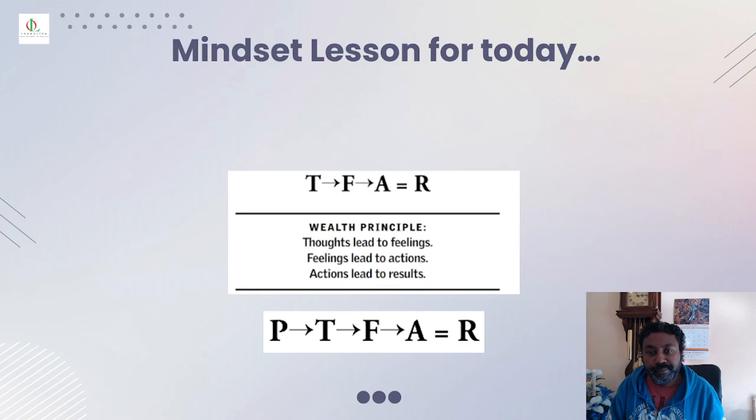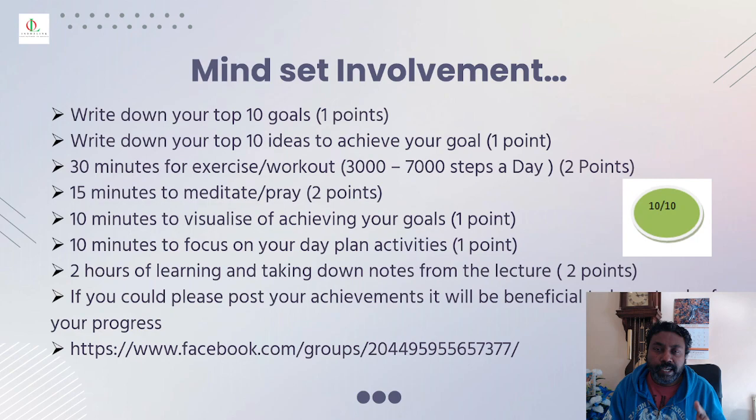And please do remember to do your mindset involvement. So write your top 10 goals and write top 10 ideas to achieve those goals. Please spend at least 30 minutes to do this exercise, and also please spend another 15 minutes to meditate or pray, and use 10 minutes to actually visualize achieving those goals, and 10 minutes to work out your daily plan activities, and 2 hours for your learning, to get 2 points. Please do post all your achievements in this group, and this will really help lift each other up, and we will also be able to learn from each other.